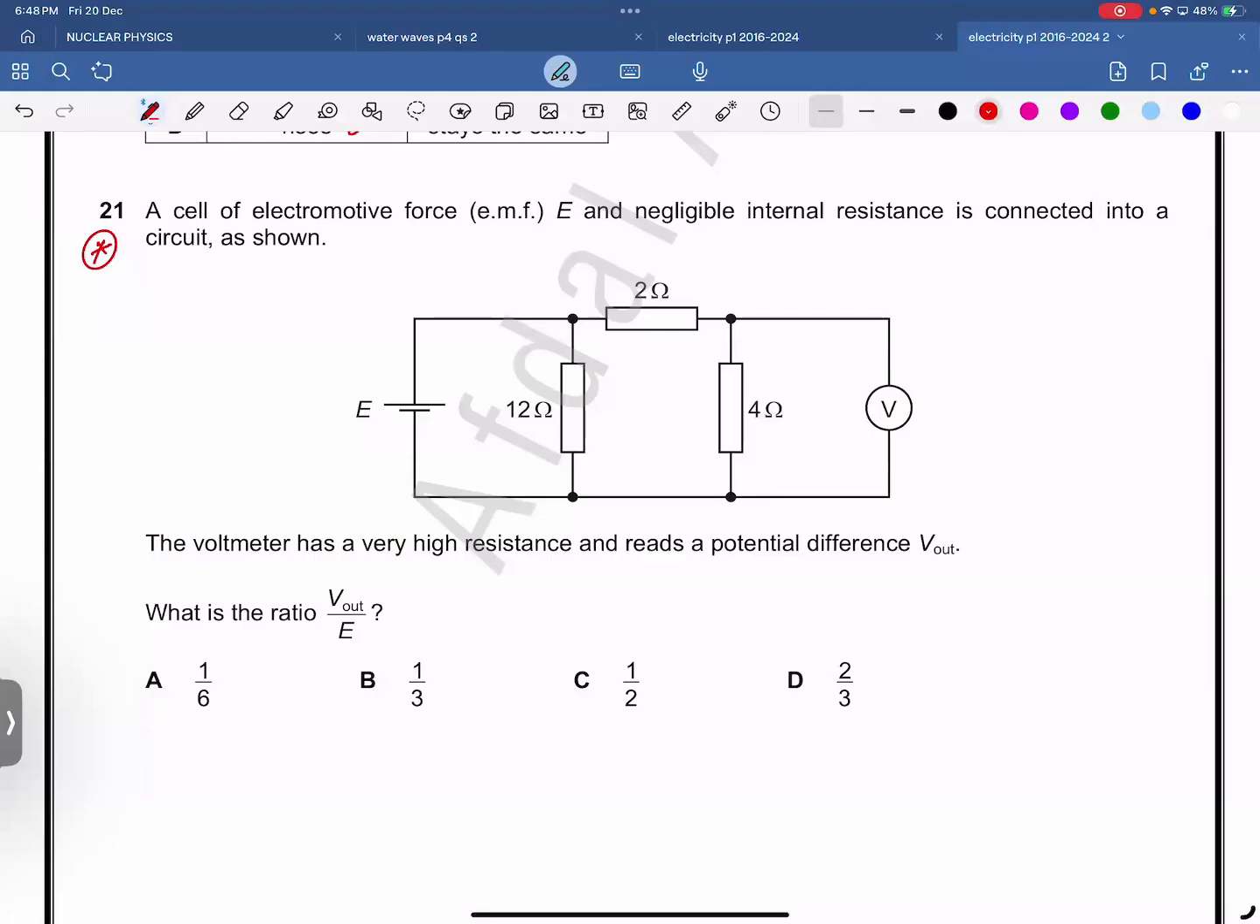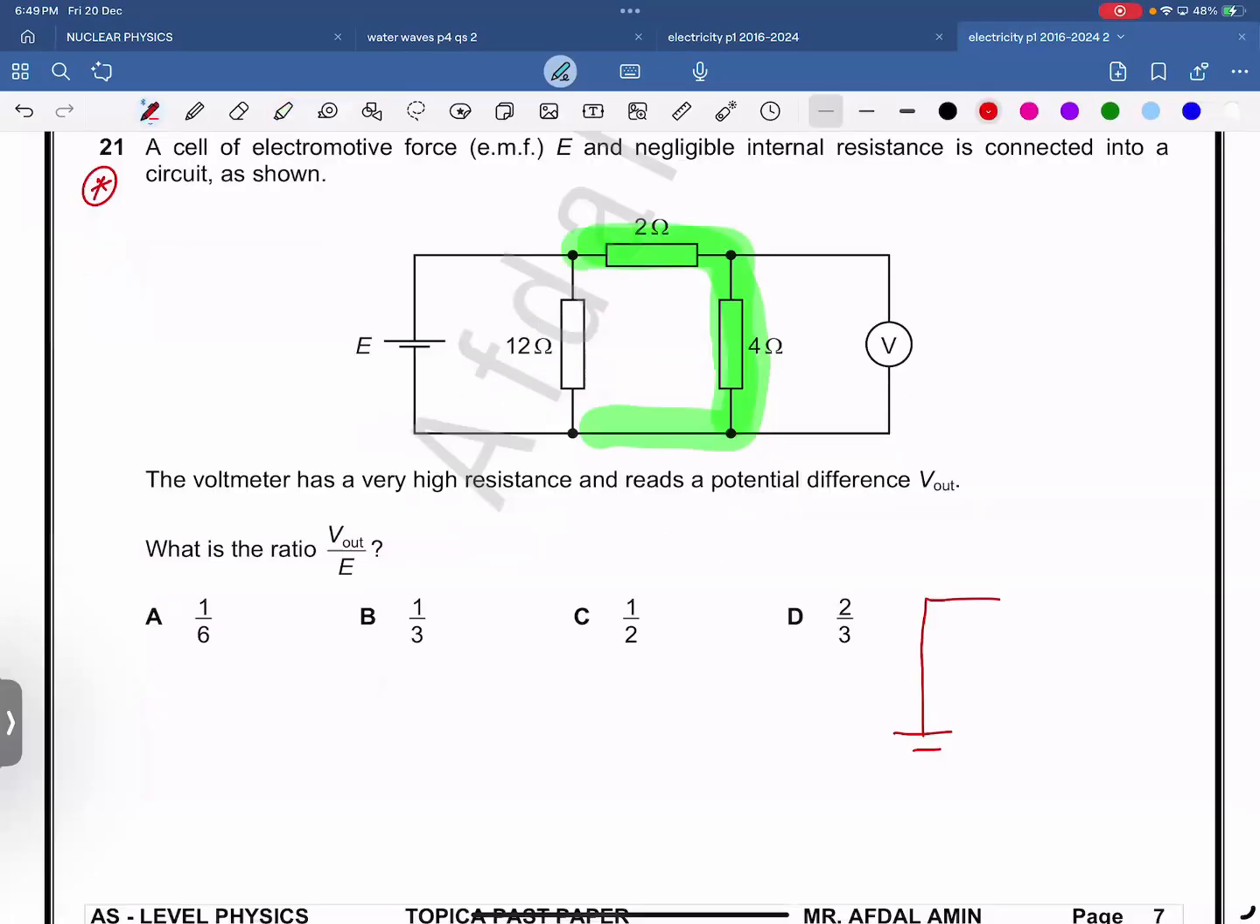A good question. So let's solve, my dear students. The voltmeter is across 4 ohms. The trick is these two are in series. By looking, they have the same path of current. I will redraw this circuit in this way so that you can understand.